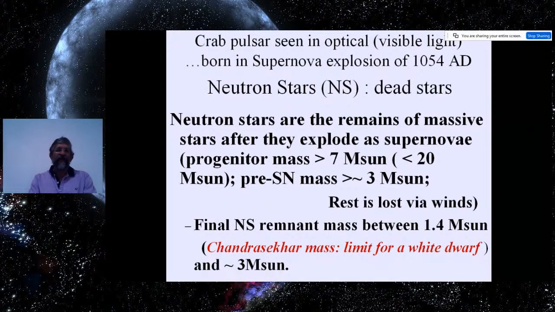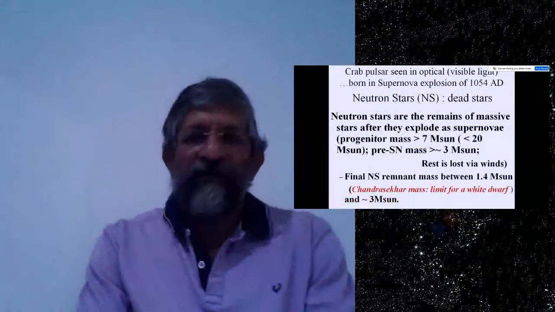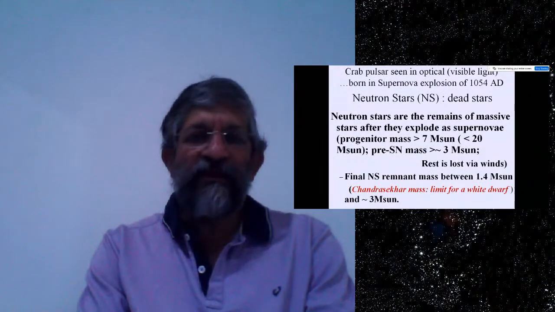So now the association of it also with the supernova explosion of 1054 AD formed the connection that one was trying to make. As we know, neutron stars are dead stars, and they are remains of when massive stars in the range of about 7 to 20 solar masses explode at the end of their life. Before they really have the explosion, they would have lost a large amount of mass, and what remains is a small fraction of the original mass. The neutron star compact remnant that is left behind has mass between 1.4 solar masses and about 3 solar masses.